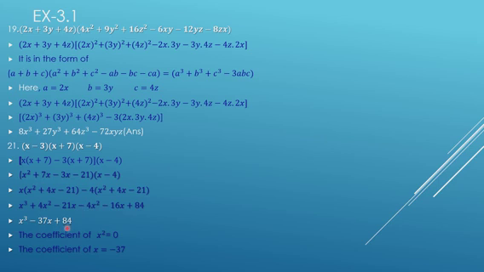Now in the question they have asked about the coefficient of x square. The coefficient of x square is 0 because we do not have any x square term in this entire expression. Whereas the coefficient of x is minus 37, because the coefficient means the factor multiplying x in this expression. So that is minus 37. So you can write down that the coefficient of x is minus 37.